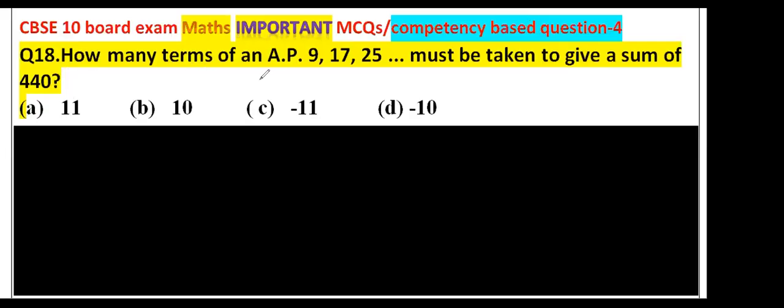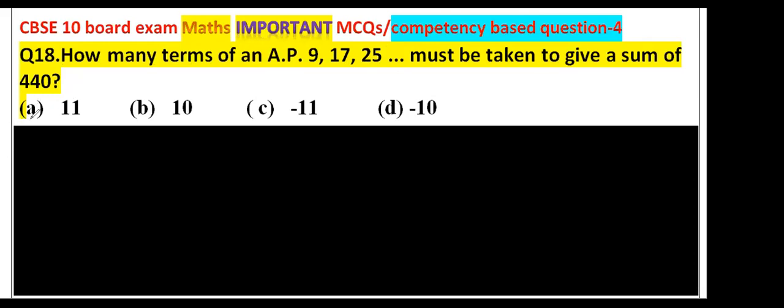How many terms of the AP with 9, 17, 25 as the first, second and third term must be taken to give us sum of 440? हमें n find out करना है कितनी टर्म्स बना के मिला के और उनका सम 440 हो जाएगा.